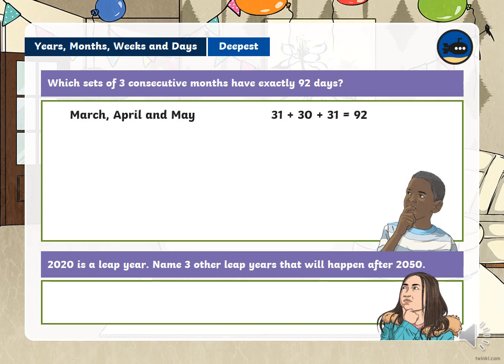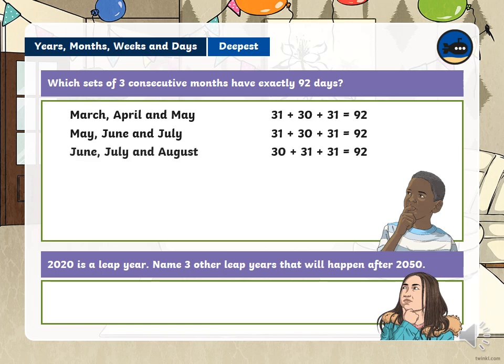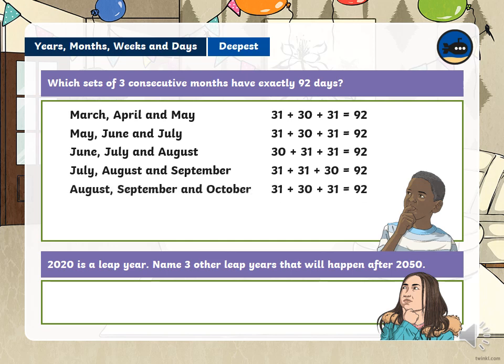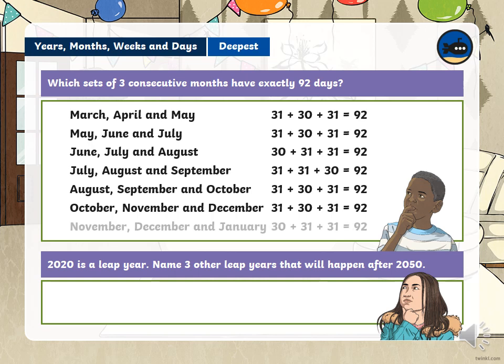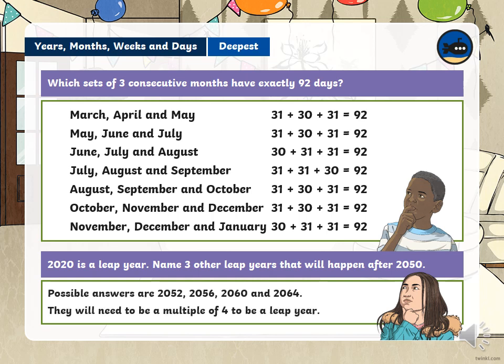March, April, May. 30 plus 31 plus 30 plus 31. May, June, July. June, July, August. And so on and so forth. So that's more than 3 consecutive months. Possible answers are 2052, 2056, 2060, 2064. They will need to be a multiple of 4 to be a leap year.